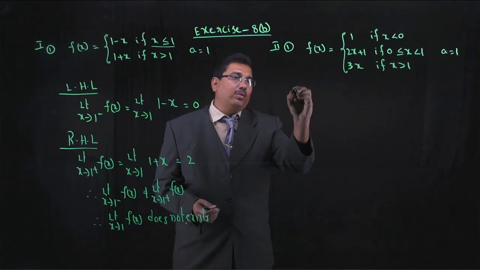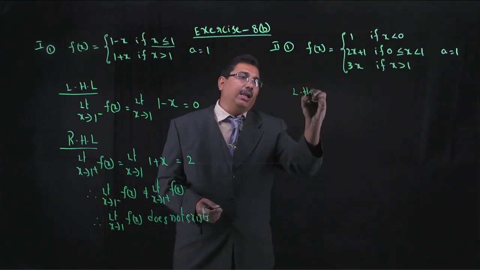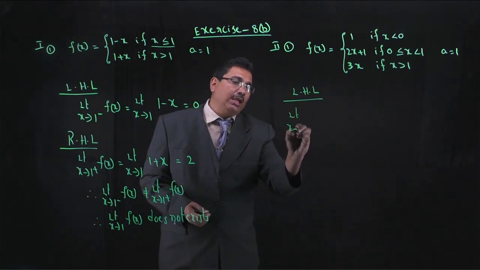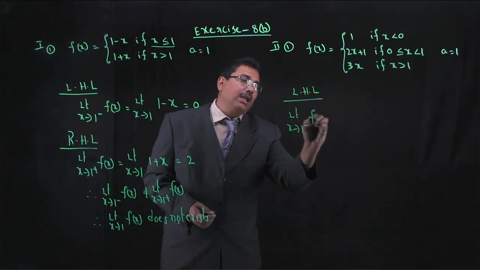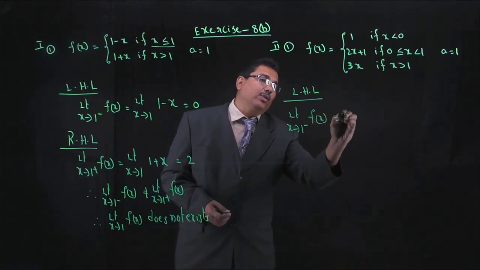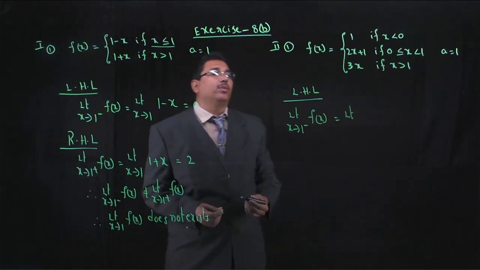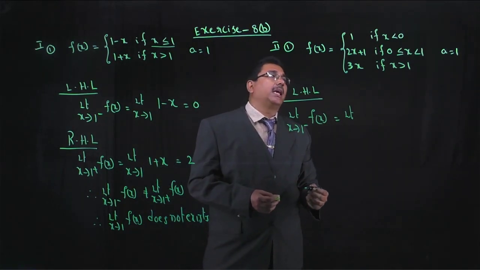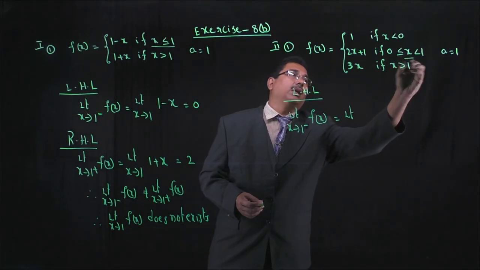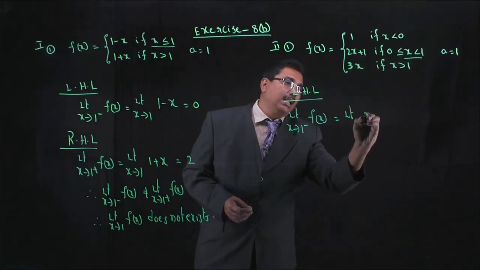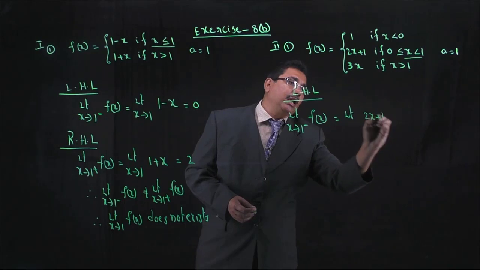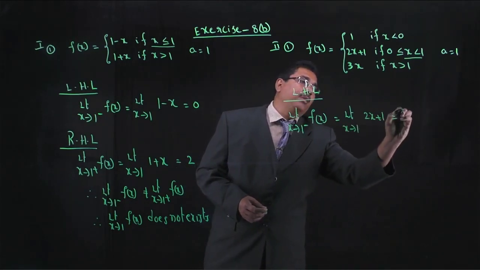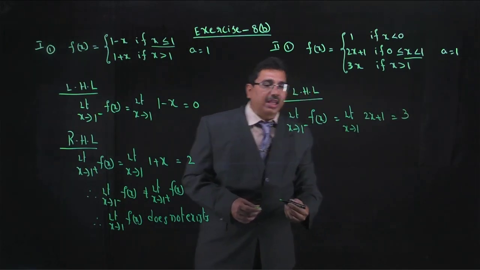Now consider the left hand limit, limit x tending to 1 minus f of x, that is equal to limit x tending to 1 minus. x tending to 1 minus means x less than 1. For x less than 1, the corresponding function is 2x plus 1. So here x tending to 1, by applying the limit value, that is equal to 3.